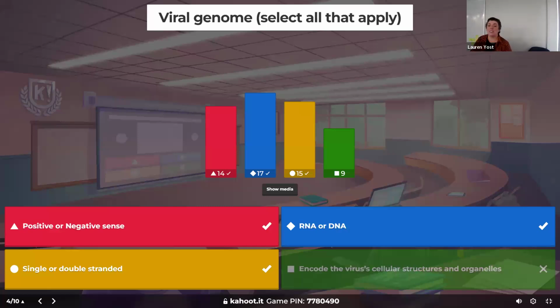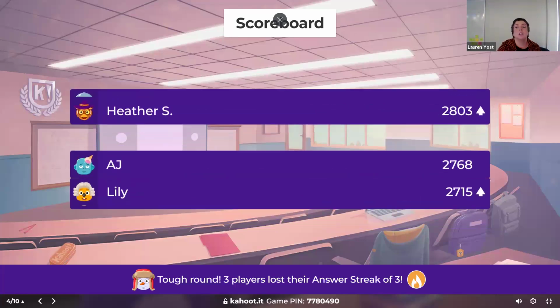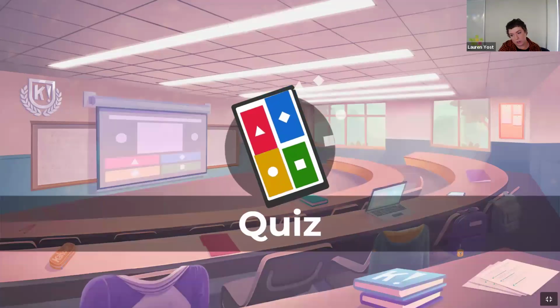It says encodes the virus's cellular structures. Viruses are not cells. They can't have cellular structures. And organelles. Only eukaryotic cells have organelles. Viruses never have organelles. So that is there just to make sure that you guys are aware of what a virus really is, but everything else is all correct. Good job. A little bit of trick choice there.